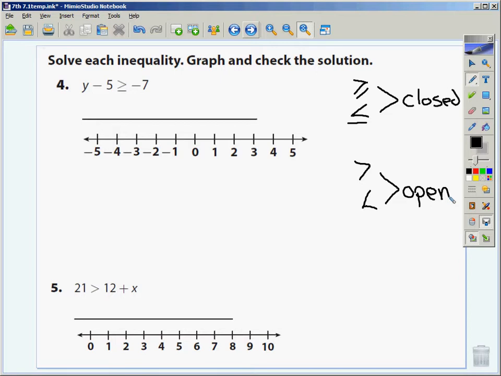That's just the way I wrote them. They typically draw it straight underneath. Okay? It's just the way I write them.